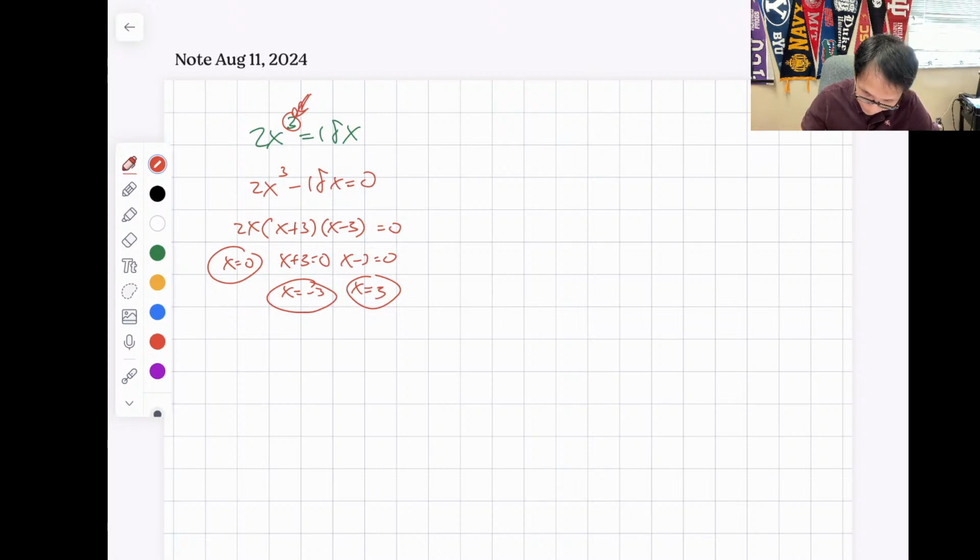Second one, I like to do it this way. So x squared minus 4 equals 1 over 2x minus 2.